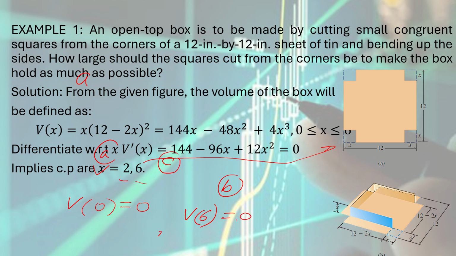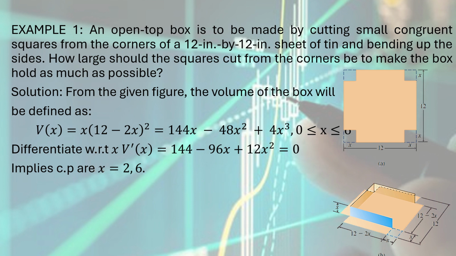So we are having V of 0 is 0 and V of 6 is 0, so it means we need to find V of 2. V of 2, that is 2 multiplied by 12 minus 4, which is 8. So we'll be having 8 square, and that could be simplified to 128. Okay, so we are having these values. V of 0 is 0, V of 2 is 128, and V of 6 is 0 as well.